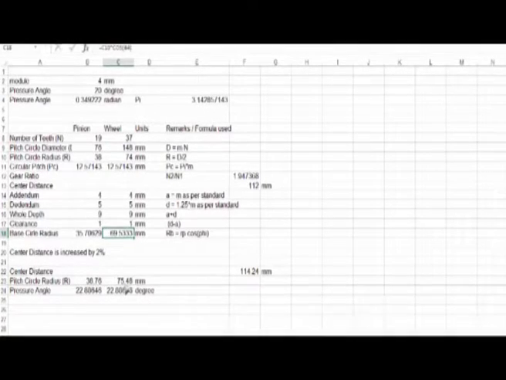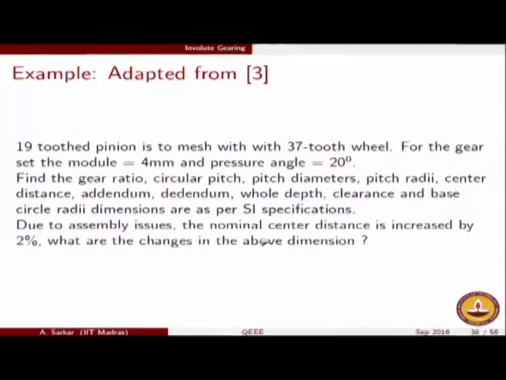So the gear ratio remains unaffected. It is only the pitch circle radius which will change by some amount, and the pressure angle which will change by some amount. So this is one of the advantages, as we talked about in the last class, of involute gears. Involute gears can accommodate errors in assembly. That is one very nice advantage which we elaborated in the last class.